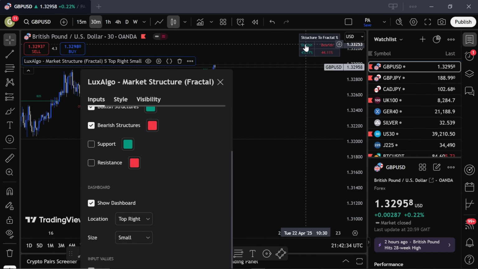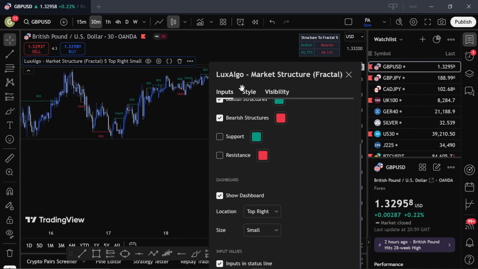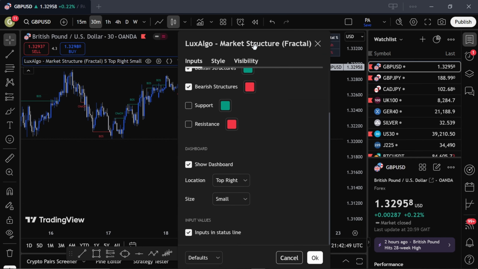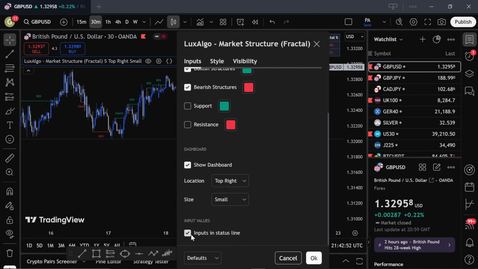So you can see bullish is 45.7%, and then bearish is 44.11%. So basically, you can see that there's more bullish power in the market than bearish. So in this sort of situation, we all know that what we are looking for is a buying opportunity. Now, input value in status line.